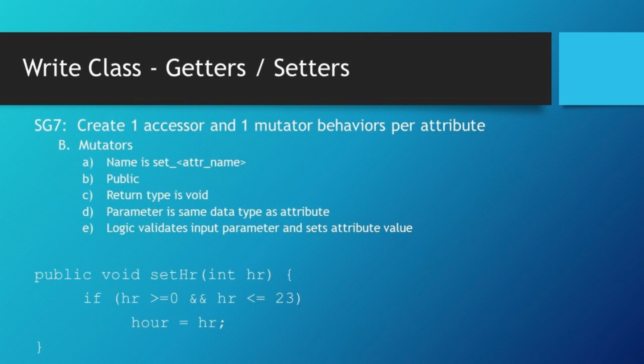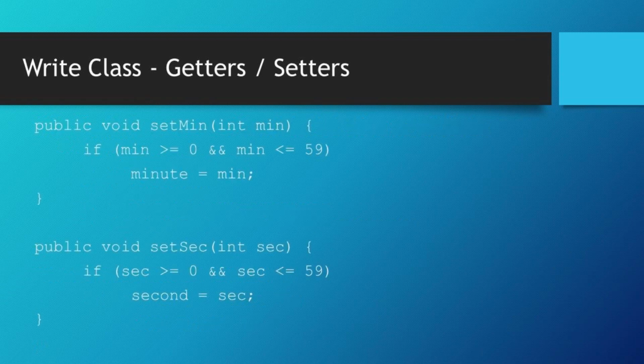For part B of subgoal 7, we create the mutator. We will call it setHR, again in camel case. The method is public, the return type is void, and the attribute, hour, is an integer, so the parameter will be an integer, and the logic needs to validate the input parameter and set the attribute value. Here, we want to validate that HR is between 0 and 23 inclusive, and then assign HR to our instance attribute, hour. And here we have our other 2 mutators, setMin and setSec.